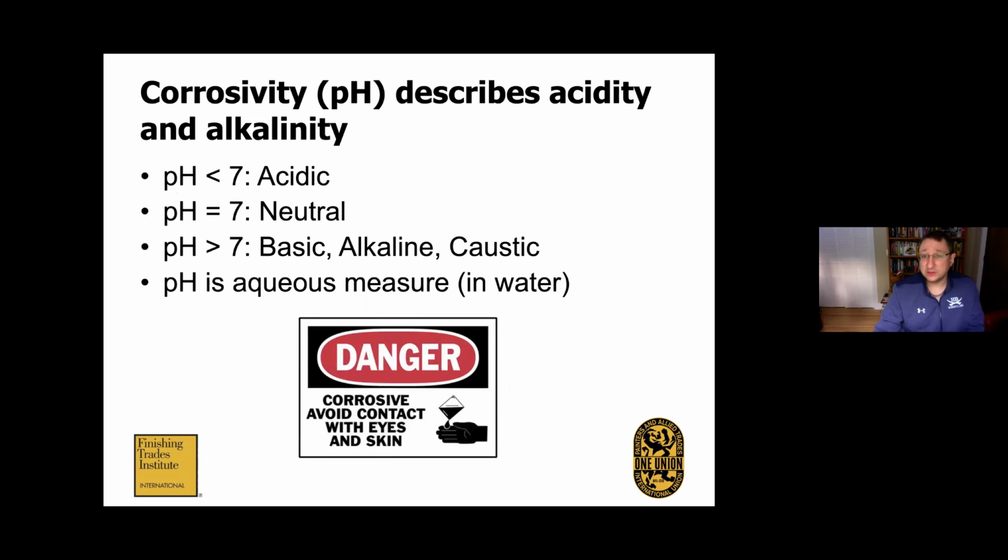We have corrosivity. pH describes the acidity or alkalinity of a liquid. So things that are less than 7, it's acidic. If it's 7, neutral, and greater than 7, it's basic. And pH is an aqueous measure in water. So basically it's the percent free hydrogen ions, if you want to think of it that way, in water. So the more hydrogen ions that are there to be used up, the more acidic something is.